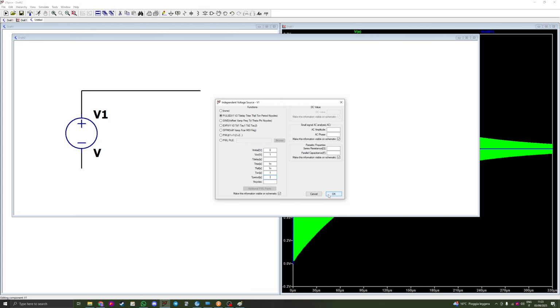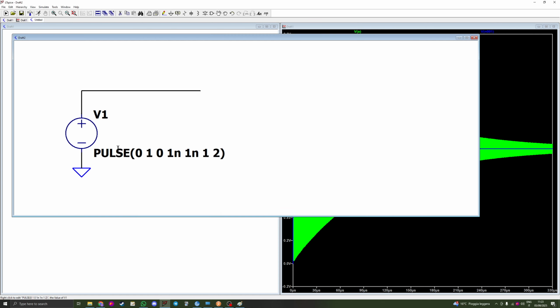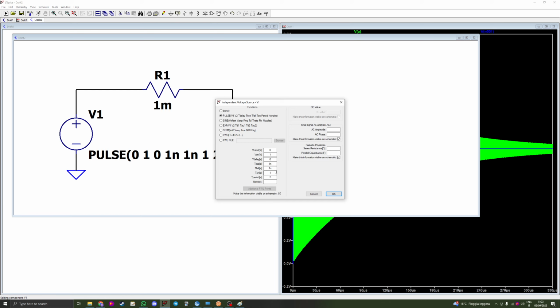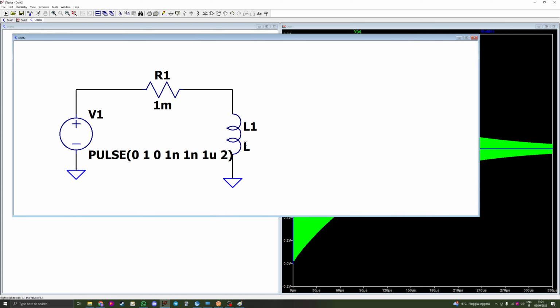1, 1, and 2. Now we put a resistor, like 1 milli. This will generate the current. And this is an inductor. So the T on is just 1 micro. And yeah, that's it. Just 1 micro. This is just 1 nano, which can be a parasitic inductance.